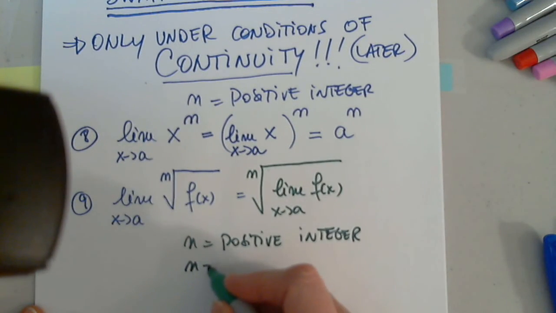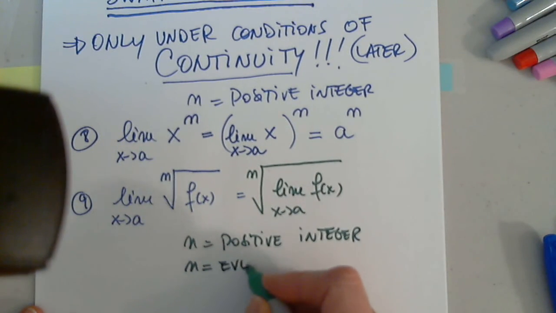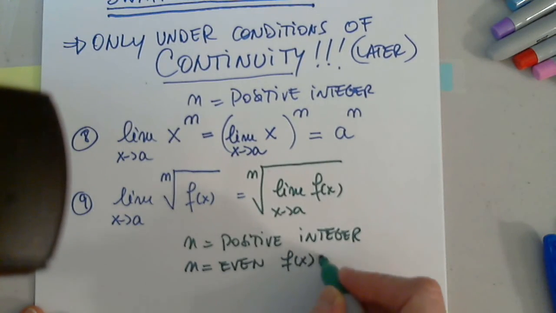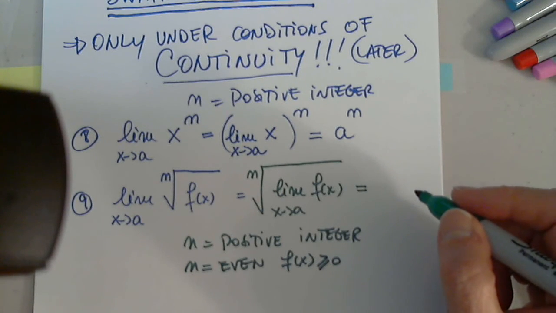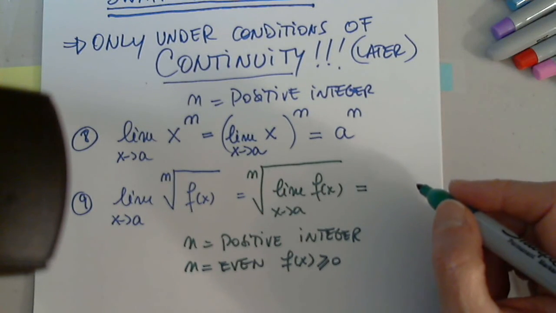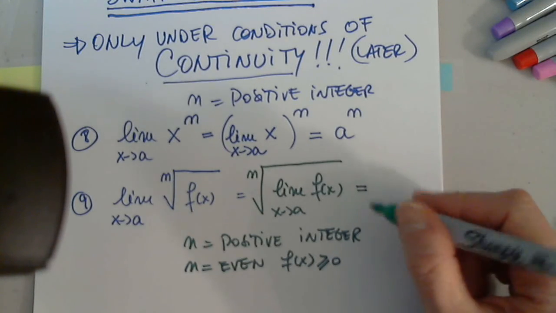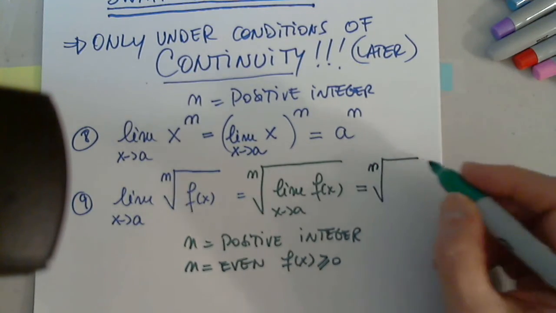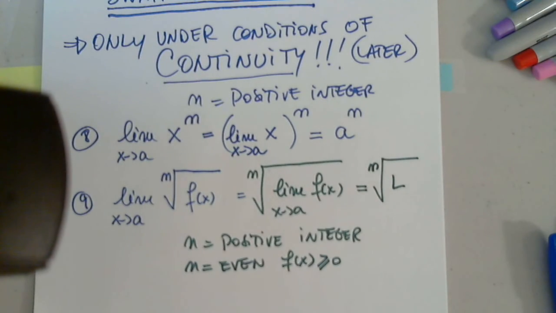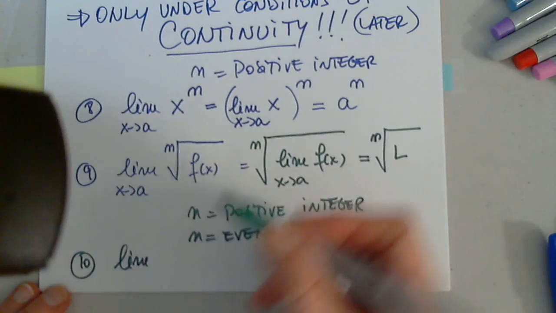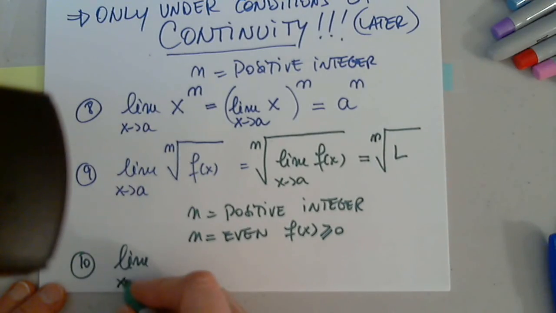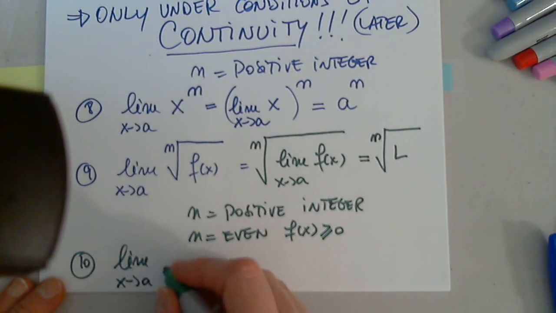And of course, if n is even, then f of x has to be greater than or equal to 0. So can anyone give us the answer here? The nth root of L. Yes, indeed. Very good. Thank you. I'm sorry. Yep, that's correct. Everything is fine. So the last one, which personally I don't consider special, like I don't consider this one special, but anyway, it's in your book, so let's continue with that.